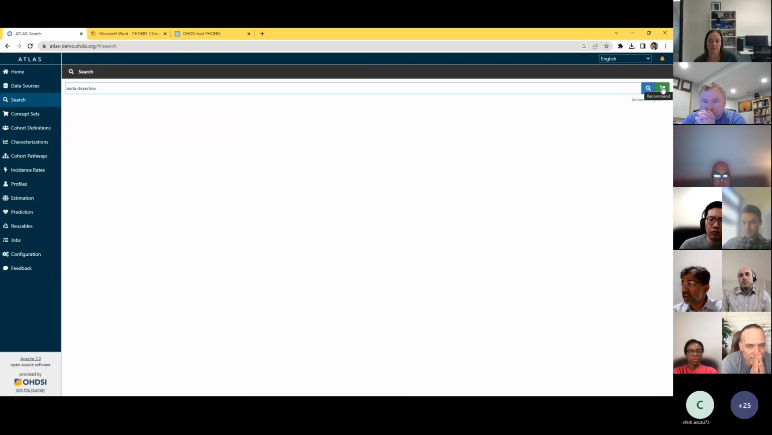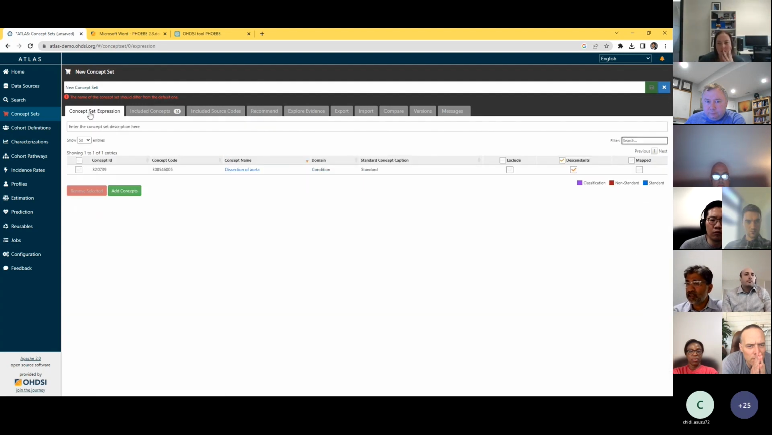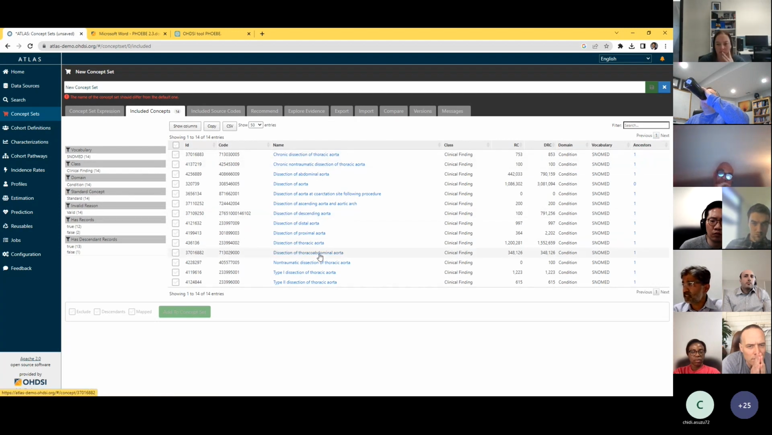I'm going to press the recommend icon here, which has the shopping cart icon, and it says loading recommended concept in new concept set. It goes to the recommended tab, but before I look at the recommendations, I search for aorta dissection, and I get dissection of aorta. Under dissection of aorta, there are 14 included concepts, each with its own record counts. Most of these, such as non-traumatic dissection of aorta, make sense. This is handled completely by the OHDSI vocabulary, the SNOMED vocabulary, and when I scan through it, they make sense too.